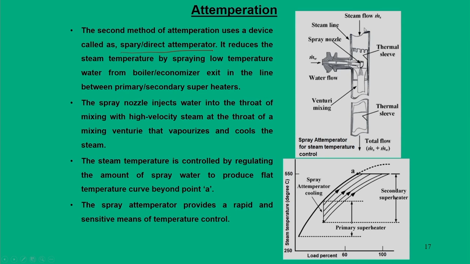So, what happens here is there is a steam flow that comes from the primary superheater and enters the secondary superheater, that is MS plus MW, and if this mass flow rate has to follow this flat curve, it essentially means that we must regulate how much water needs to be sprayed, and this arrangement is done through a spray nozzle.